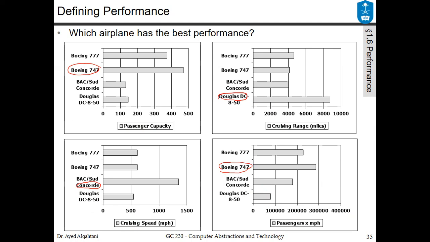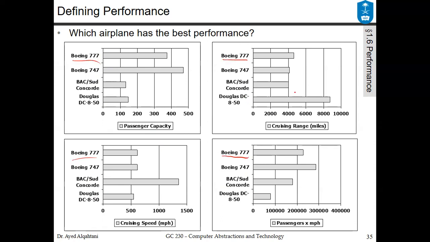For example, if you are only a single passenger and you want to travel as fast as you can, then you should pick the Concorde. If you are a traveling agency and you want as much passenger capacity in the airplane as possible, then you should consider the 747. If you want an airplane that is good in all parts somehow, then you should probably consider the Boeing 777.